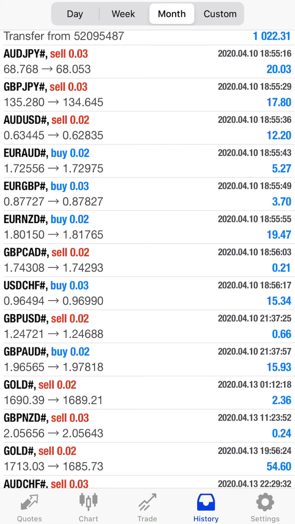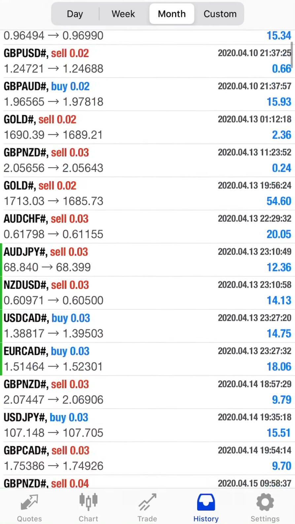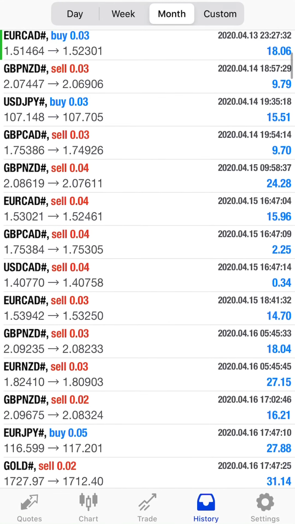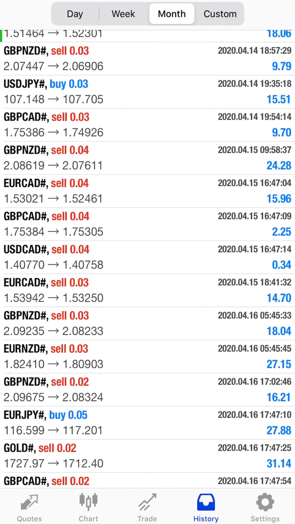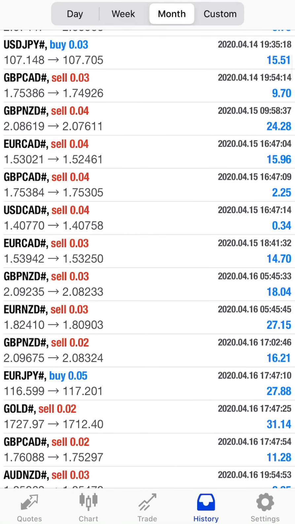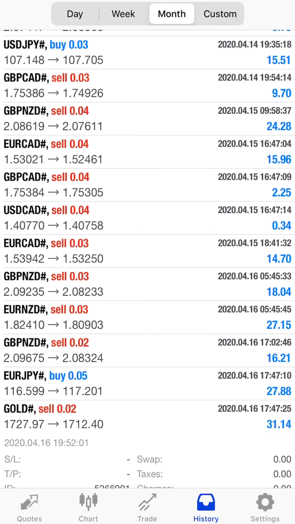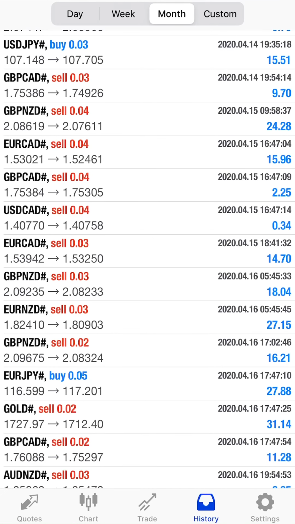So guys, as you can see, all the lot sizes, if I scroll down, are 0.01, 0.02. As you can see, this one, I was confident about this trade. I opened 0.05 lot size, all right, and we made about $27 on this trade. As you can see, this gold trade 0.02, we made about $31 with 0.02. I know right now the lot sizes are small, very small, but when your account grows, when your account is bigger, you can increase your lot sizes as well.